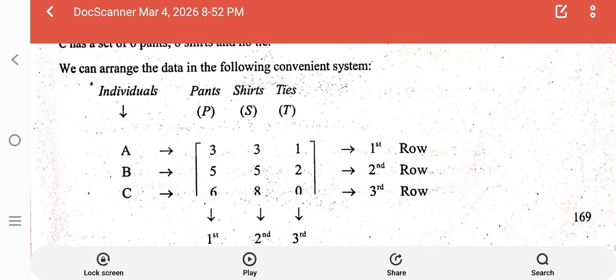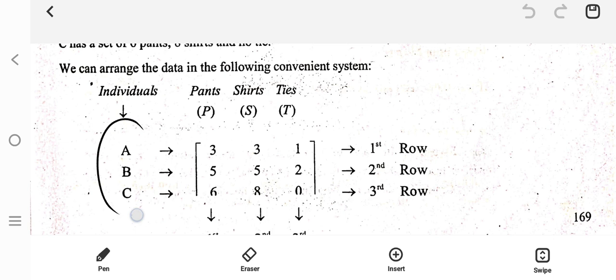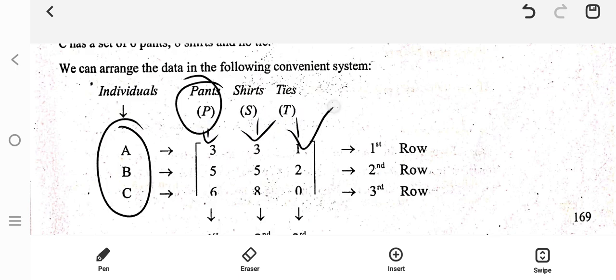So we take the individuals here, and here we take the pens, shirts and ties, the data of pens, shirts and ties for the individuals A, B, C respectively. We denote pens by P, shirts by S and ties by T. Along the horizontal direction are the rows, and along the vertical direction are the columns, right?